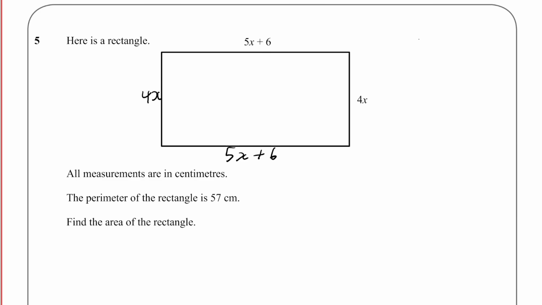So 4x plus 5x plus 6 plus 4x plus 5x plus 6. So add the x's. 5 and 5 make 10. Plus 2 4s, that's 18 x's.